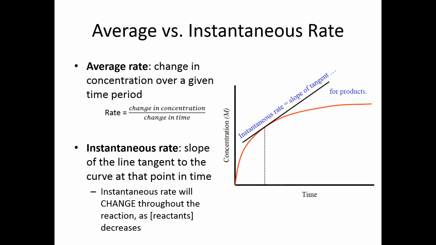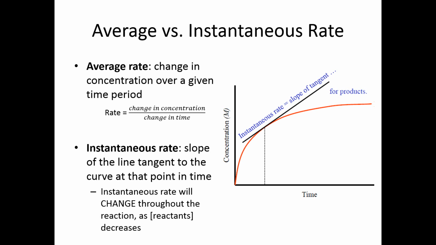So let's also talk about average versus instantaneous rates. So the average rate is something you might be more familiar with from previous experiences. You look at the change over a given time period. So the rate is just change in concentration over change in time. This would be like your average miles per hour. If you drove 10 miles to school and it took you 30 minutes, you would take your change in distance over change in time, and that would give you your average miles per hour.